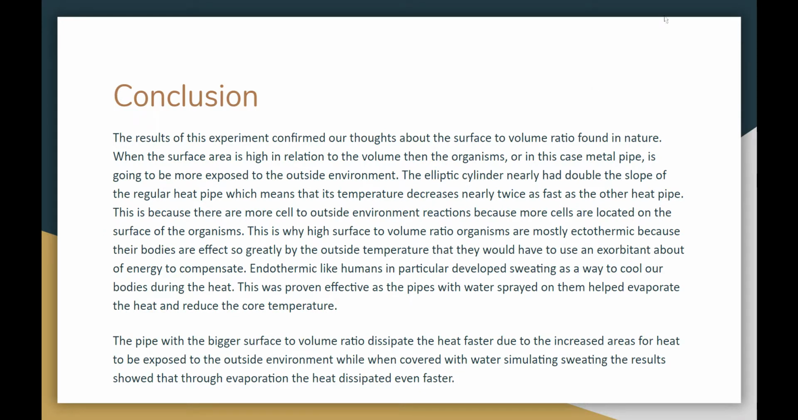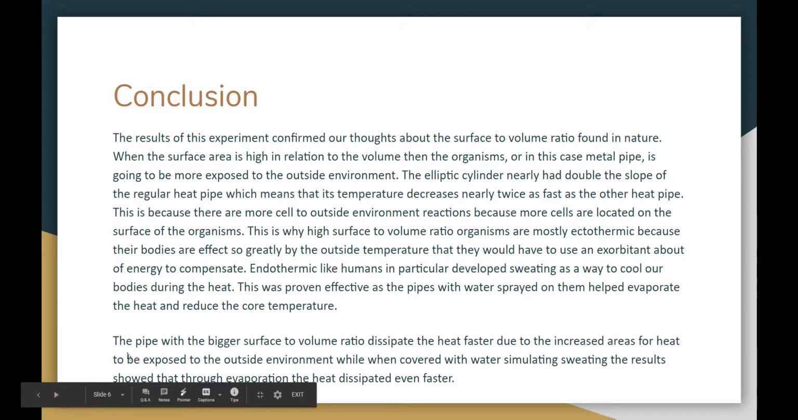Just like whenever we sweat, we basically coat ourselves in a small layer of water in order to help the heat dissipate. That's why we sweat when we're hot. So my closing conclusion is the pipe with the bigger surface area to volume ratio dissipated the heat faster due to the increased area for heat to be exposed to the outside environment, while when covered with water, simulating sweating, the results showed that through evaporation, the heat dissipated even faster.